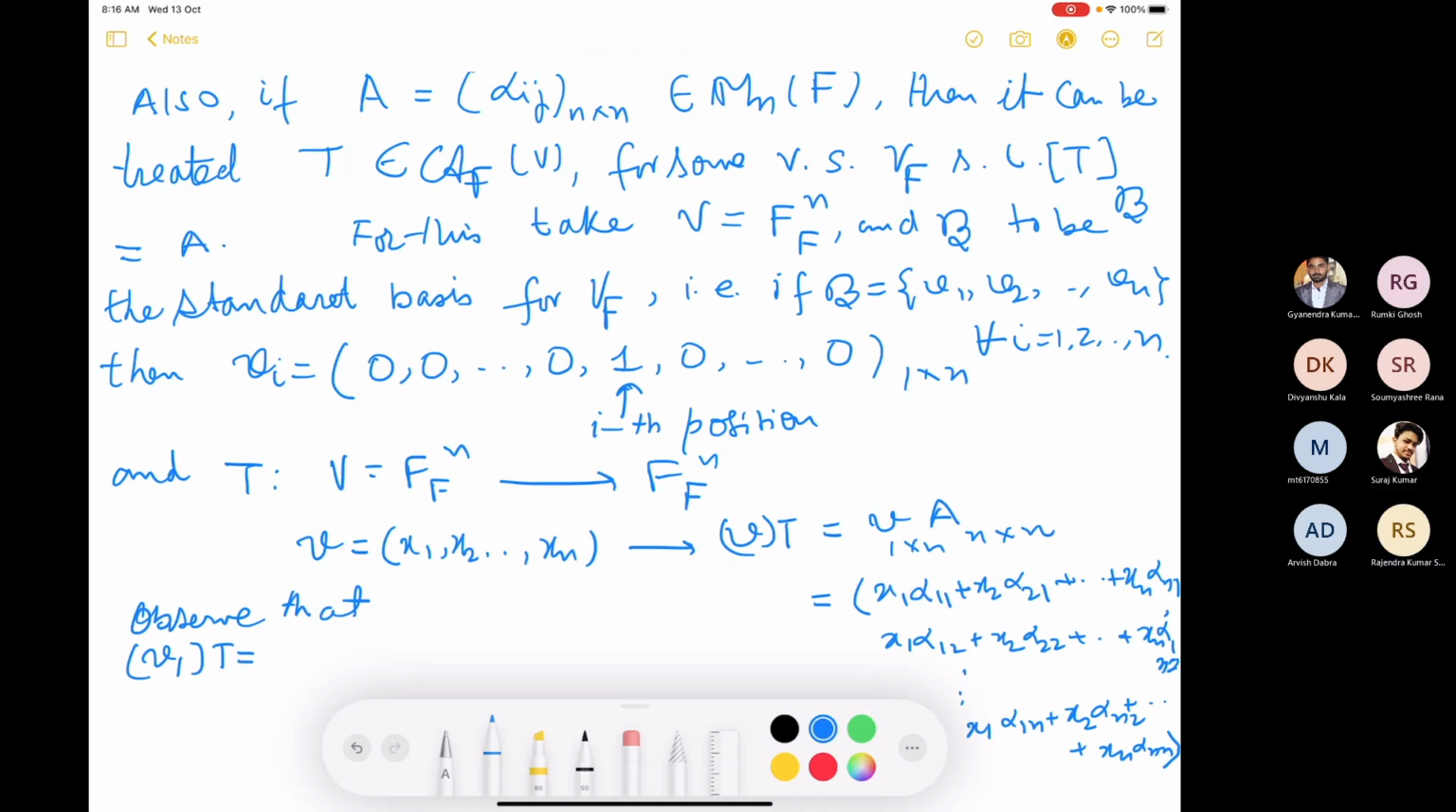So v1 T means here alpha_11 is v1 T. So this is 1, 0, 0, 0. x1 is 1, and all other xi's are 0 for every i greater than 1. So what will happen? Only this term will appear where x1 is there and all others will be 0. So this will be the n-tuple. Now here x1 is 1 and this is alpha_11. That's all. So the first coordinate will be alpha_11. The second coordinate will come from here: x1 is 1 and this is alpha_12. And like that, the last will be alpha_1n because x1 is 1. And likewise, others.